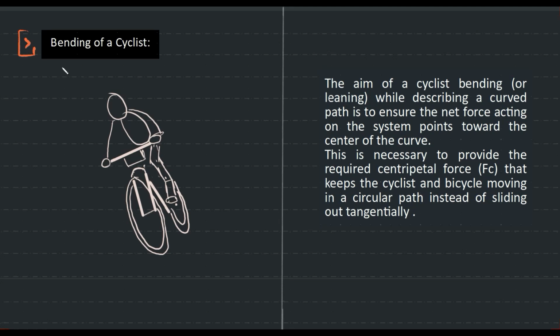So we're looking at bending of a cyclist. Basically, when we are going on a circular path, we saw that the car had friction that helped it go in a circular path. If not, we can have the road bend that can help it, along with the friction, to go faster around a circular path.